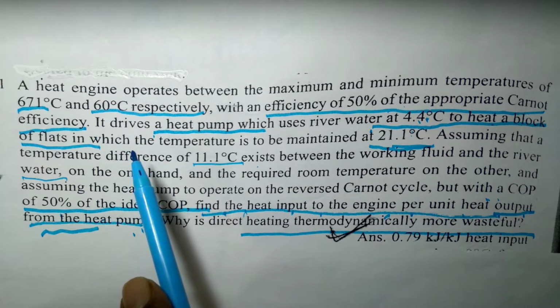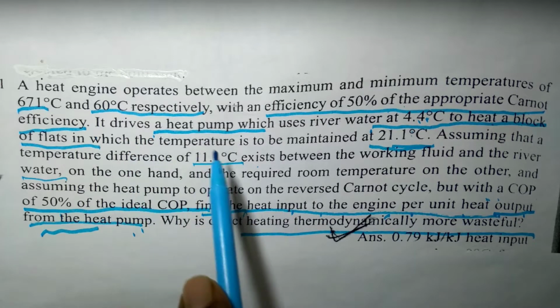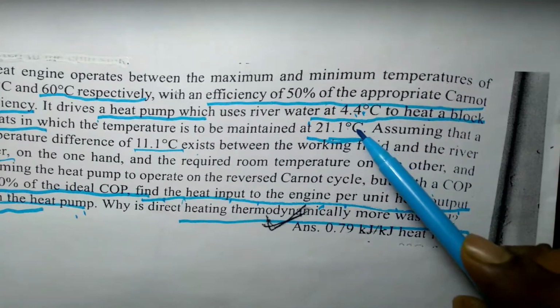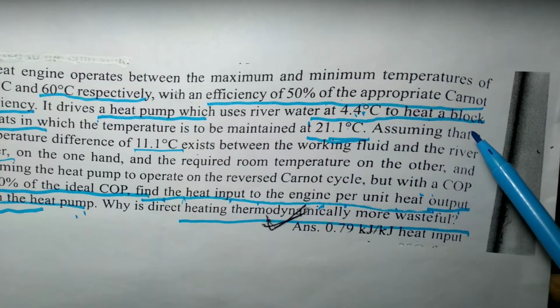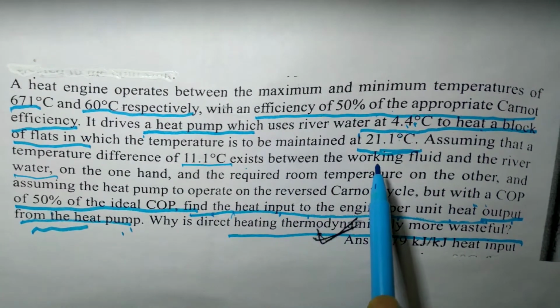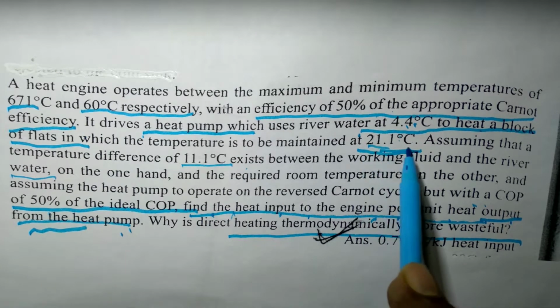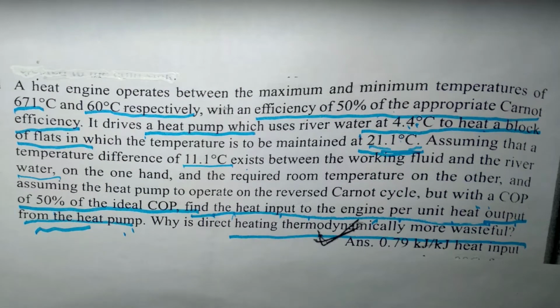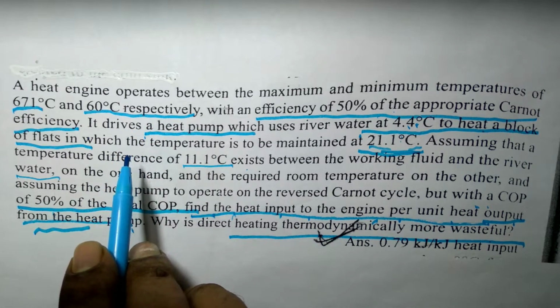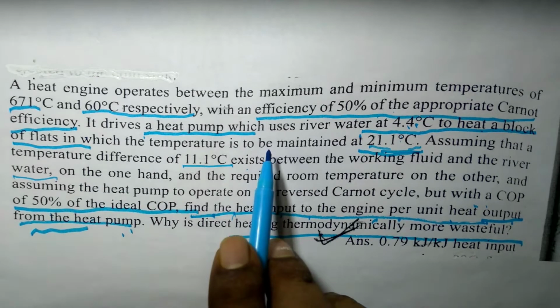and the efficiency of this particular heat engine is 0.5 of that, and it drives a heat pump which uses river water at 4.4 degrees Celsius to heat a block of flats in which the temperature is to be maintained at 21.1 degrees Celsius. You see, refrigerator and heat pump are work consuming devices, and whatever work this heat engine produces is used to drive a heat pump.